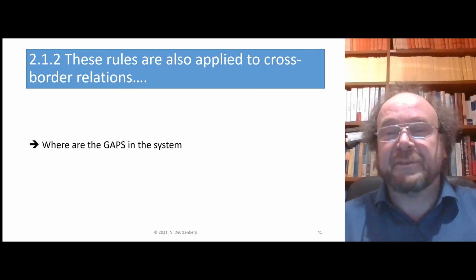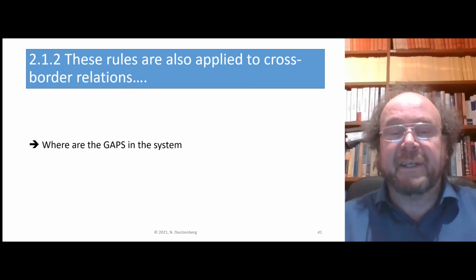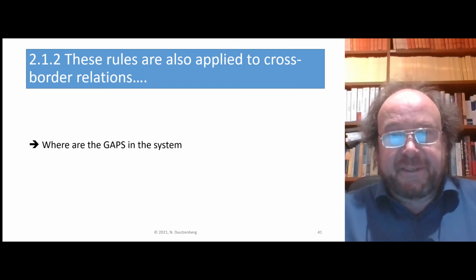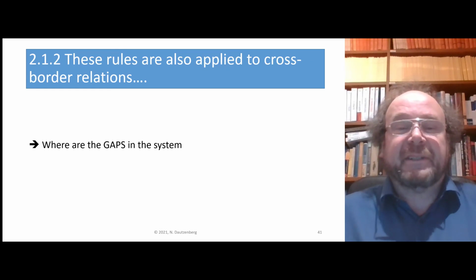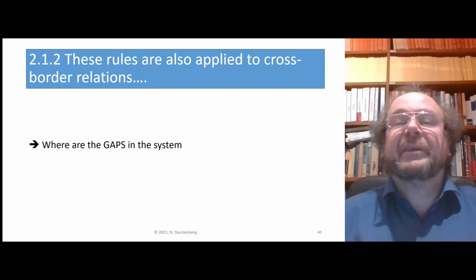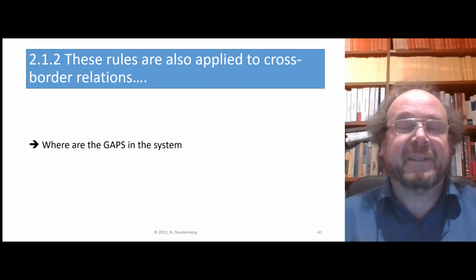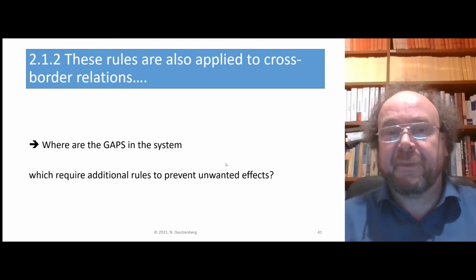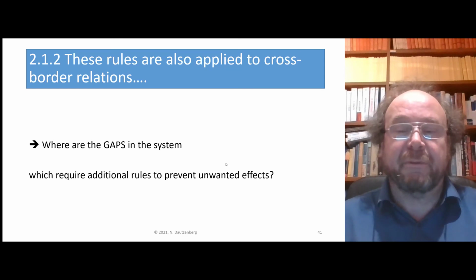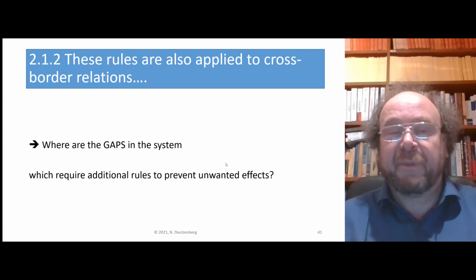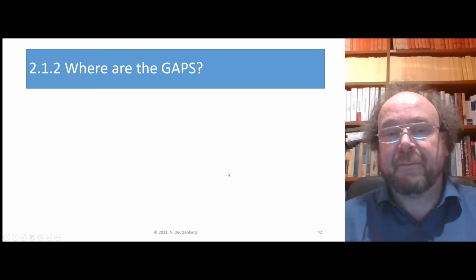Naturally, these rules also apply to cross-border relations, and so we have to think about where there are now gaps in the system. For example, that a hidden capital contribution cross-border cannot be corrected or cannot be applied in cases where a service is granted. We have to find out where additional rules are required to prevent unwanted effects, tax-saving models where people shift money arbitrarily from one country to the other.